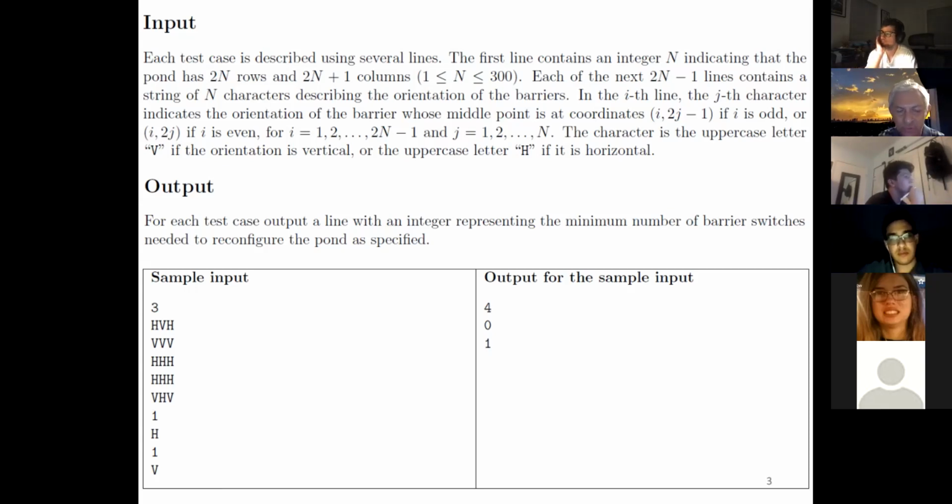So do that by hand first. Take your input, HVH, VVV, HHH, HHH, VHV. Draw your graph by hand, and then you can try to code it up, because you can break it down into different cases, like Ricardo suggested. Okay?